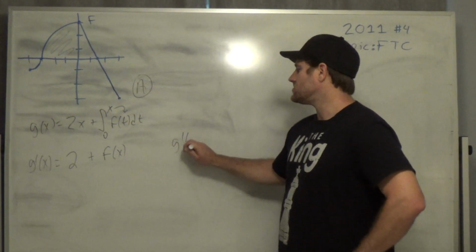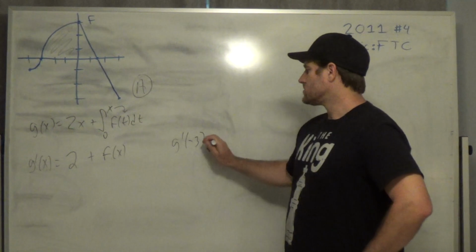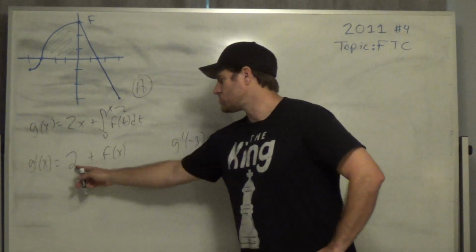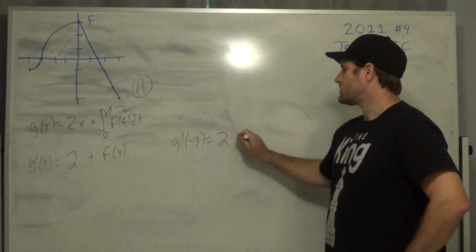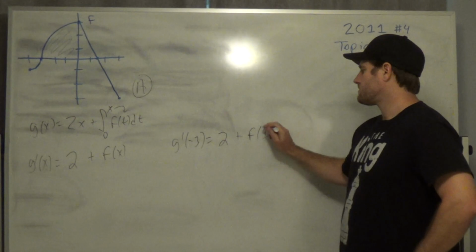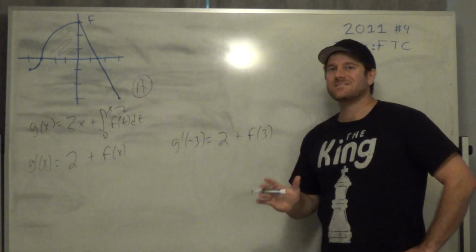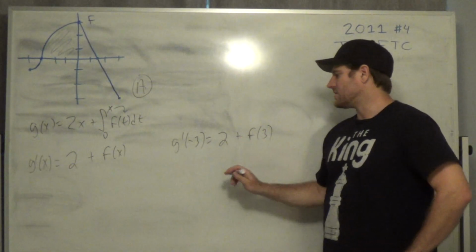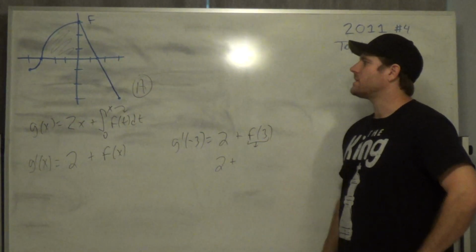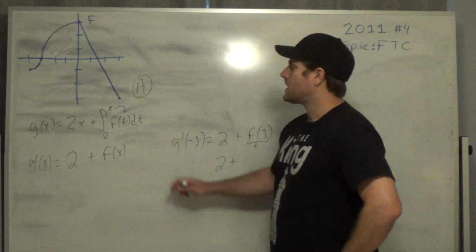Okay. Now once we have this, they ask us to do one more thing. They say find g prime -3. So to find g prime -3, the x is a -3. So it's 2 plus, and then I put a 3 there, f of 3. Now, folks, this looks like it's going to be really difficult. Oh my word, what's f of 3? Help me! F of 3.